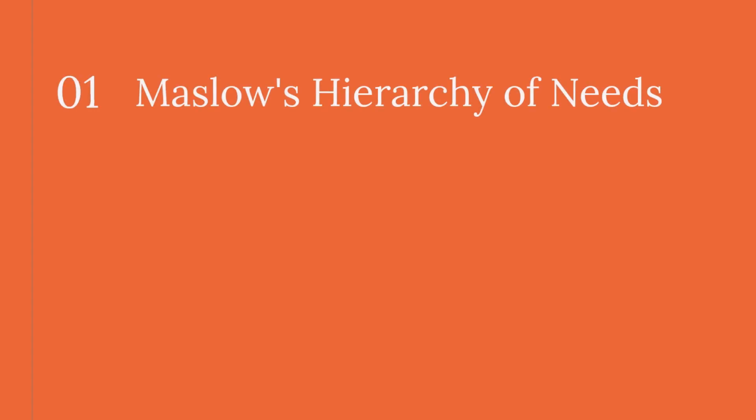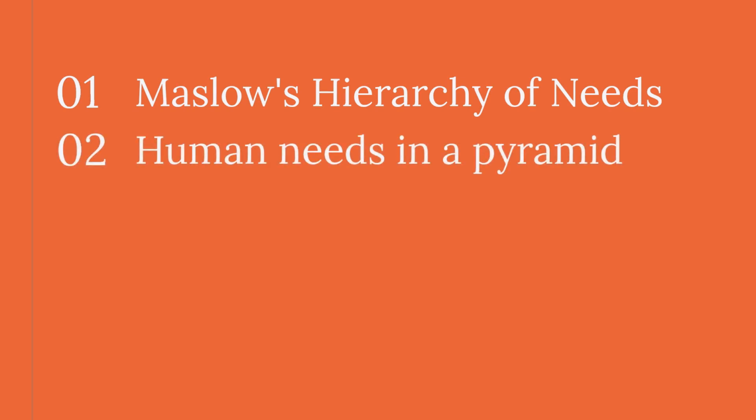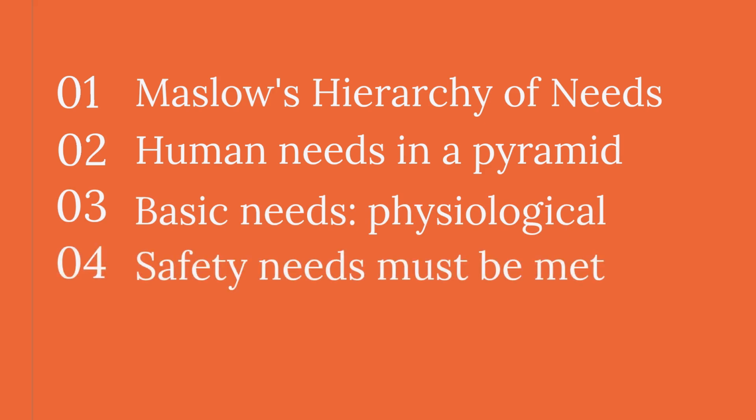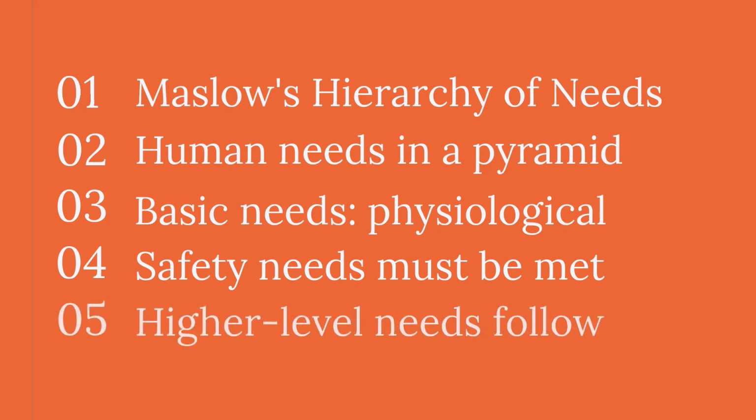Maslow's hierarchy of needs arranges human needs in a pyramid. Basic needs like physiological and safety must be met first. Higher-level needs include social, esteem, and self-actualization. Individuals are motivated to fulfill these needs progressively. This hierarchy guides understanding of employee motivation in organizations.